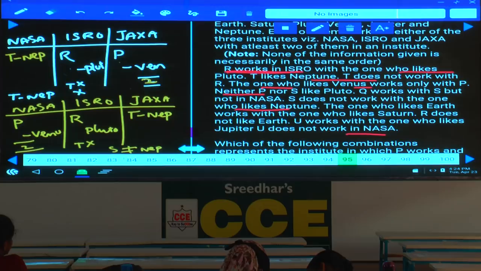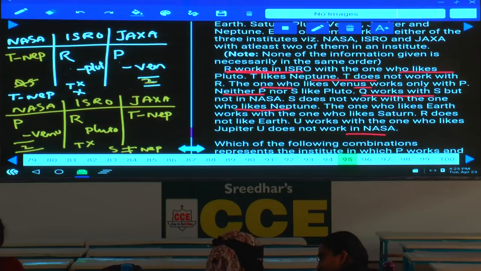The one who likes Venus works with only P. Neither P nor S likes Pluto. P cannot work with Pluto, and S cannot work with Pluto. Q works with S, but not in NASA. Now Q and S cannot be NASA, and Q and S cannot be JAXA. Why? Because in JAXA we must have only two persons. P is already there, hence Q and S cannot be here. Hence this Q and S must be in ISRO.